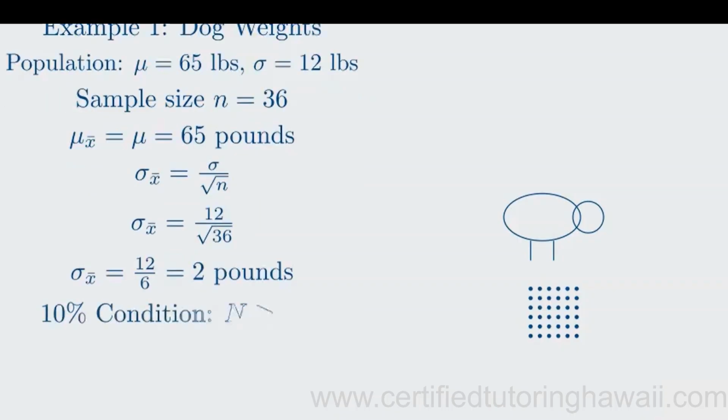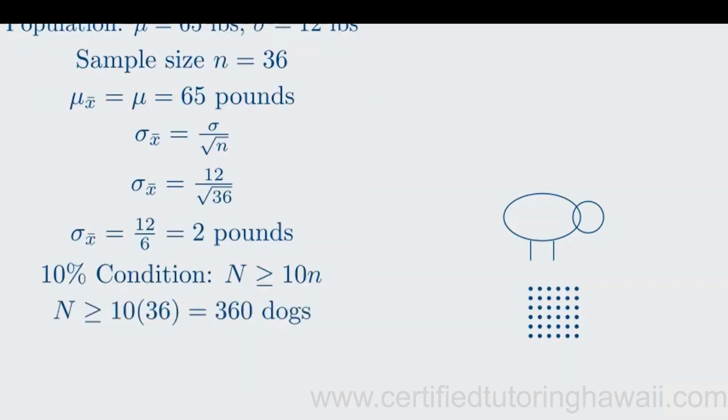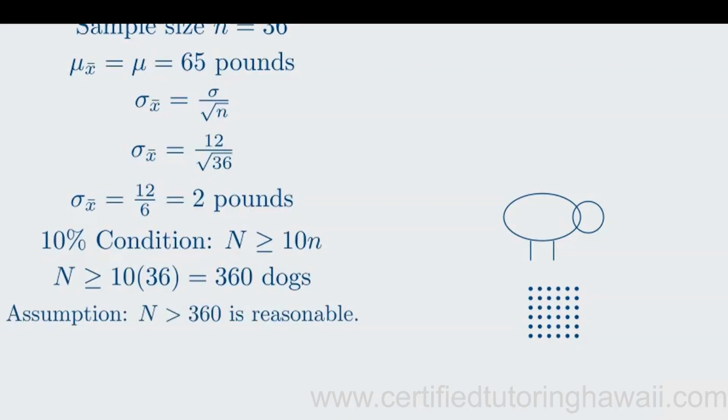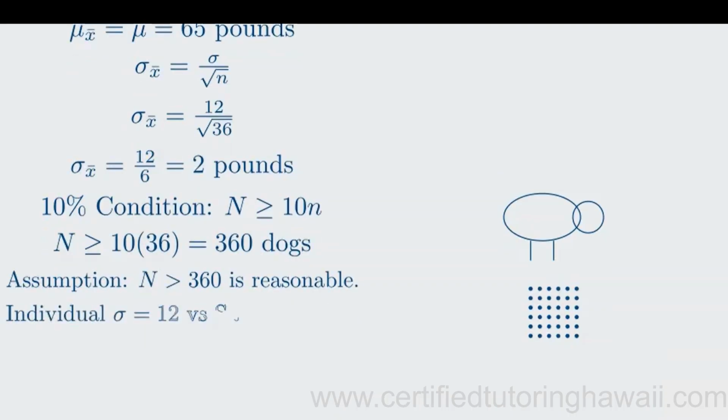Before we can fully trust this standard deviation, we should consider the 10% condition. For this calculation to be valid, there must be at least 360 dogs of this breed in the population. In most cases, for a specific breed of dog, this is a very safe assumption to make. Notice how the variability of a single dog is 12 pounds, but the variability of the average of 36 dogs is only 2 pounds. The averaging process filters out the extreme highs and lows.